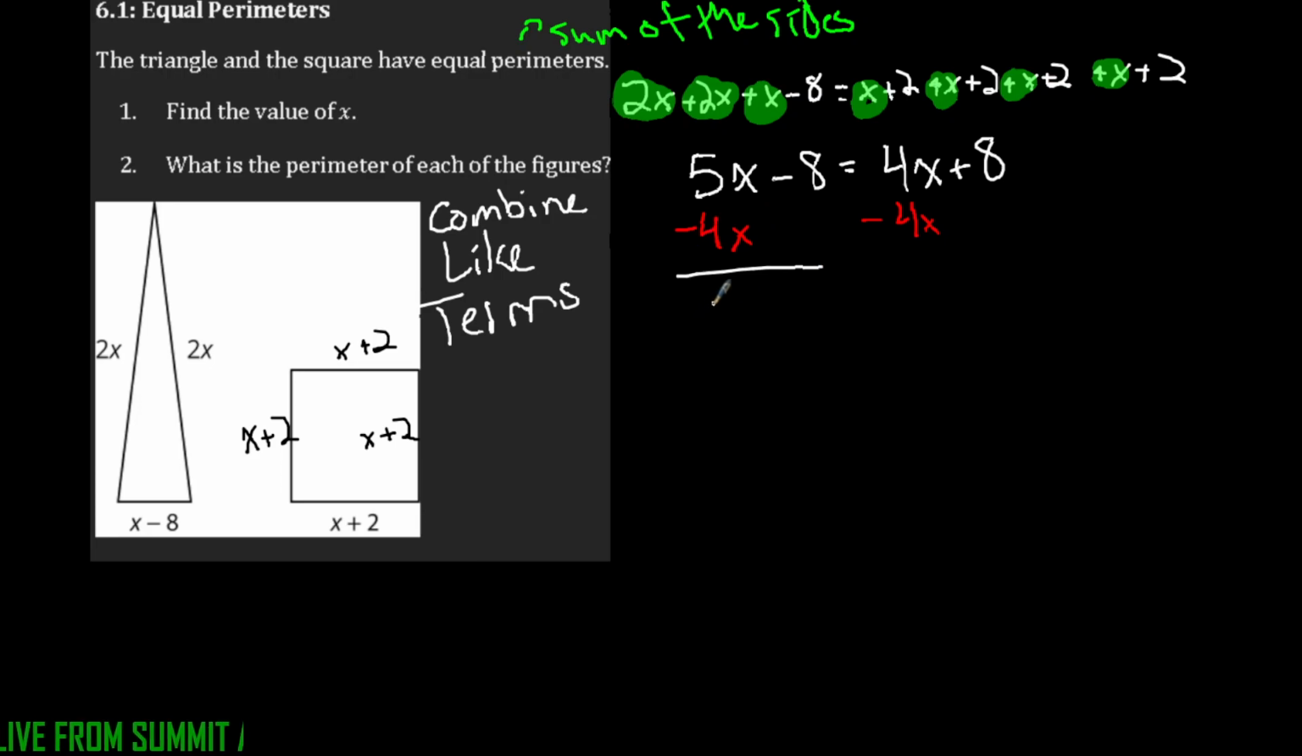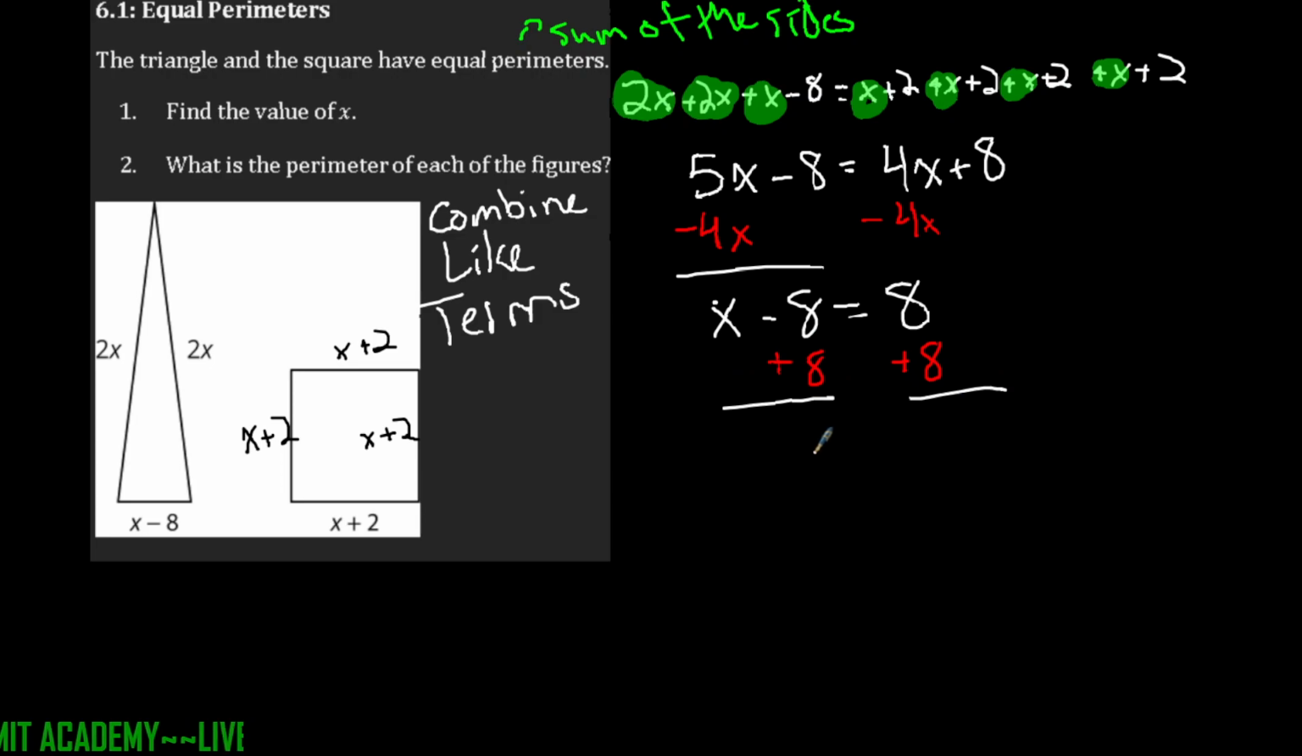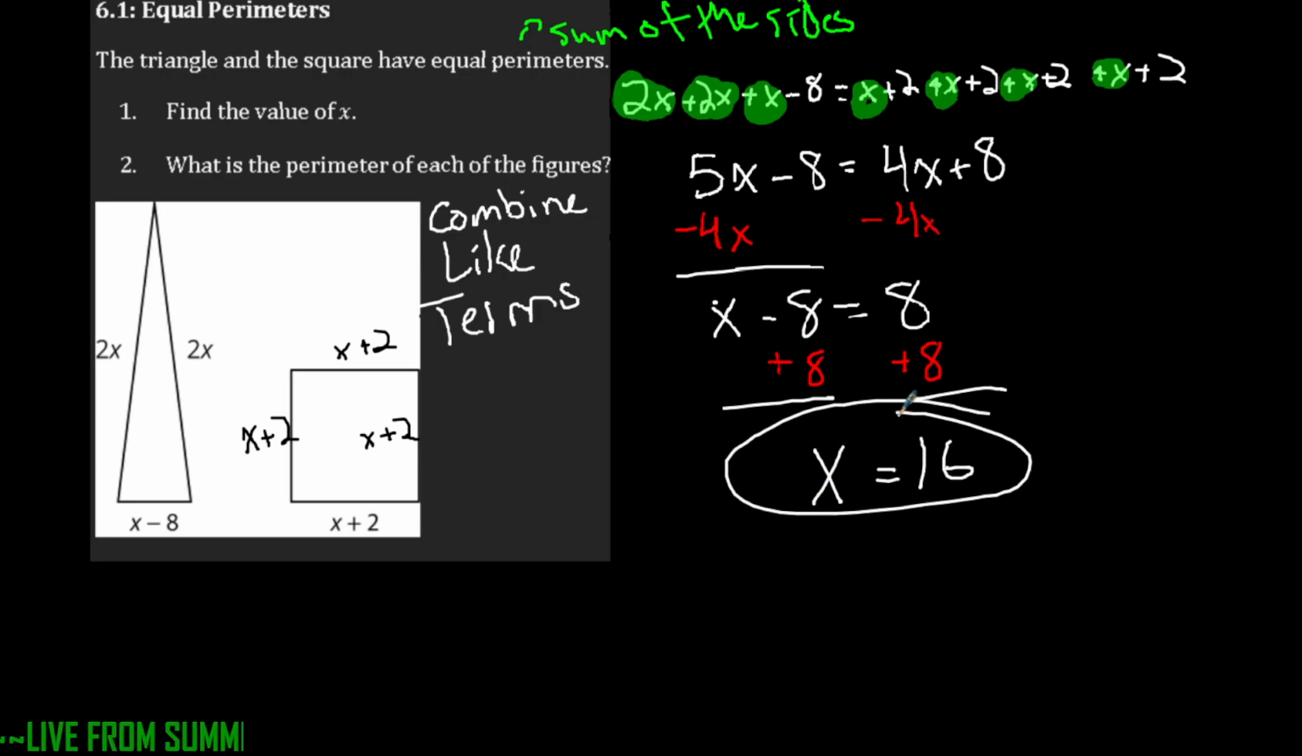I'm going to say, all right, I have just x minus 8 equals 8. Make sure you can get the constants to the other side, so add 8 to both sides. I'm going to have x equals 16. So again, make sure you're just following those steps very simply.